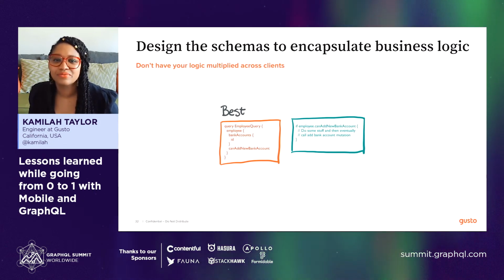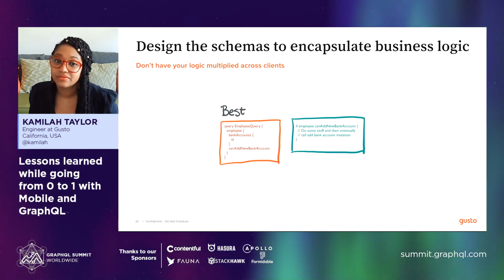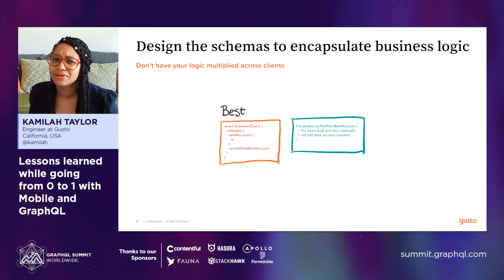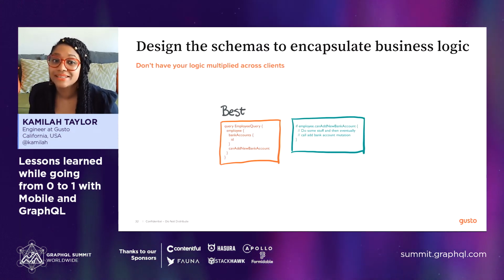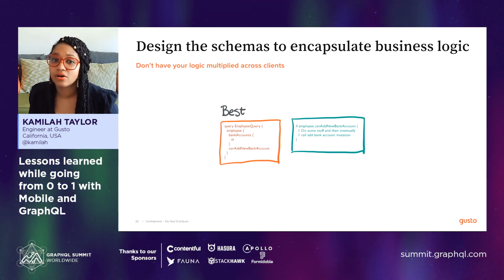Imagine you've removed having a max limit to the number of bank accounts. If you are returning that as a value, there's no clean way to make that transition without force updating your mobile clients. But in this example, you can just set can add new bank account to always return true.